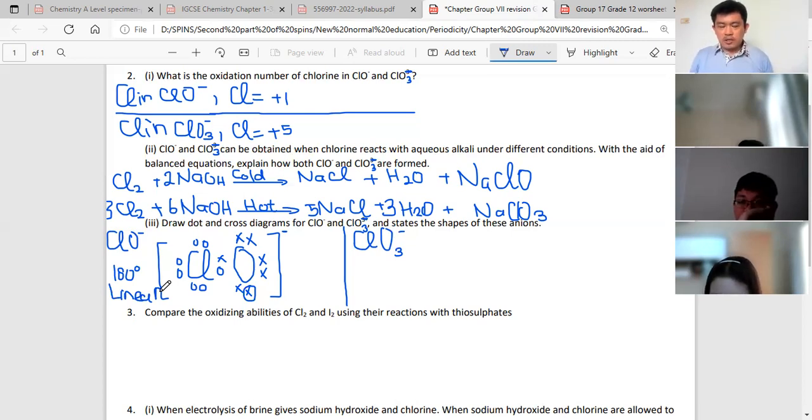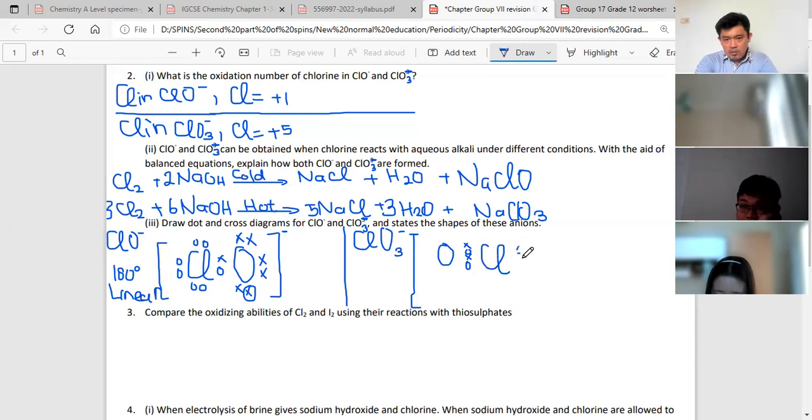And then for ClO3 negative, the chlorate(V) ion, there are 3 oxygen. So we draw the oxygen, and there is a dot and cross pair to chlorine, then another oxygen, and there is a lone pair, and another O. 1, 2, 3, 4, 5, 6. This one 1, 2, 3, 4, 5, 6.